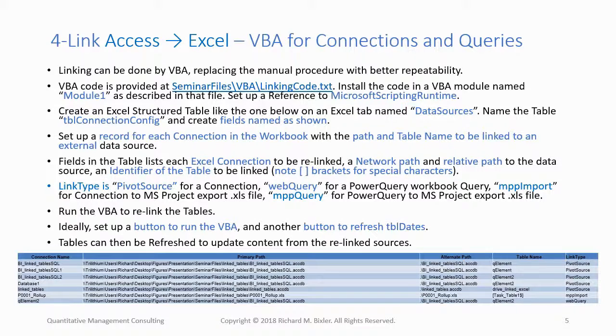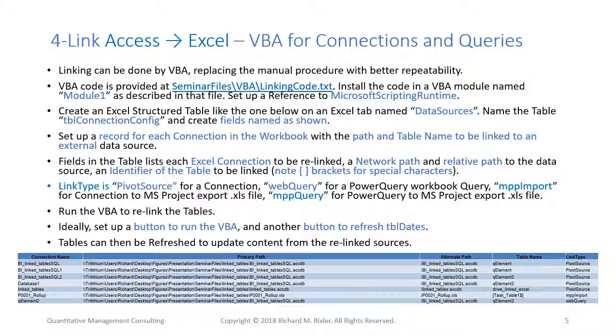MPP query, a PowerQuery connection importing an MS Project export file into an Excel structured table. The table name field would again be task _ table $1, all inside brackets because of the underscore and $ sign characters. Using the table in VBA. To relink connections according to the parameters in table connection config, create a button object on Excel tab data sources to run private sub command button 2 _ click, a procedure in VBA file linking code.txt which you must install.